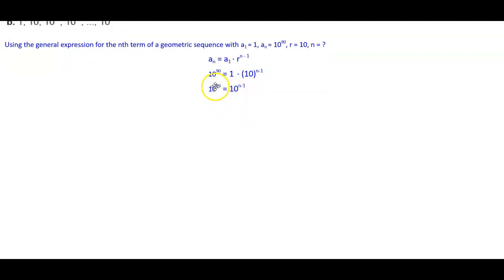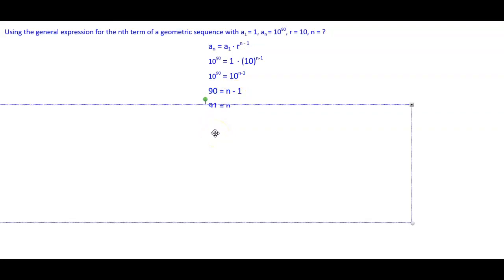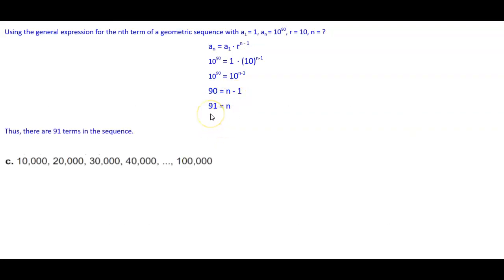Now, whenever you have the same base, you can set your exponents equal to each other. So now we can say that 90 is equal to n minus 1. Now if we add 1 to both sides, then we get n is equal to 91. And therefore, there are 91 terms in the sequence.